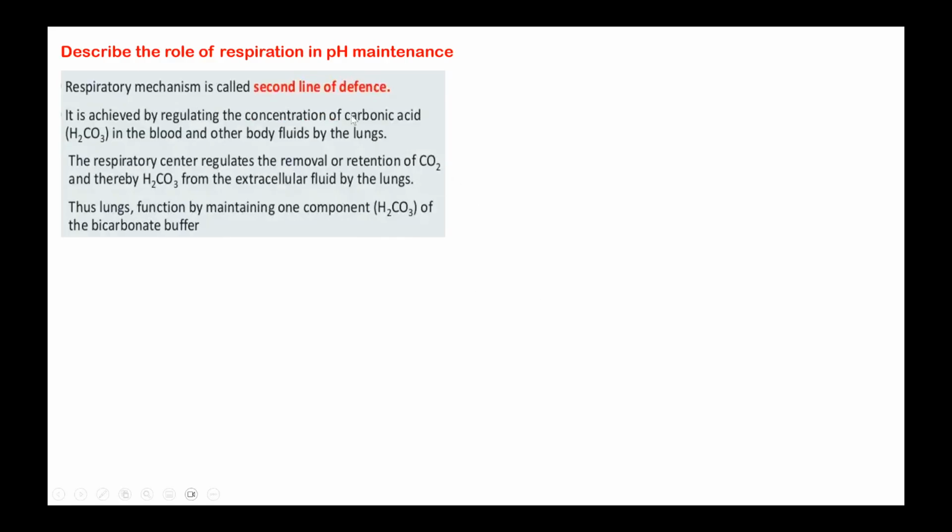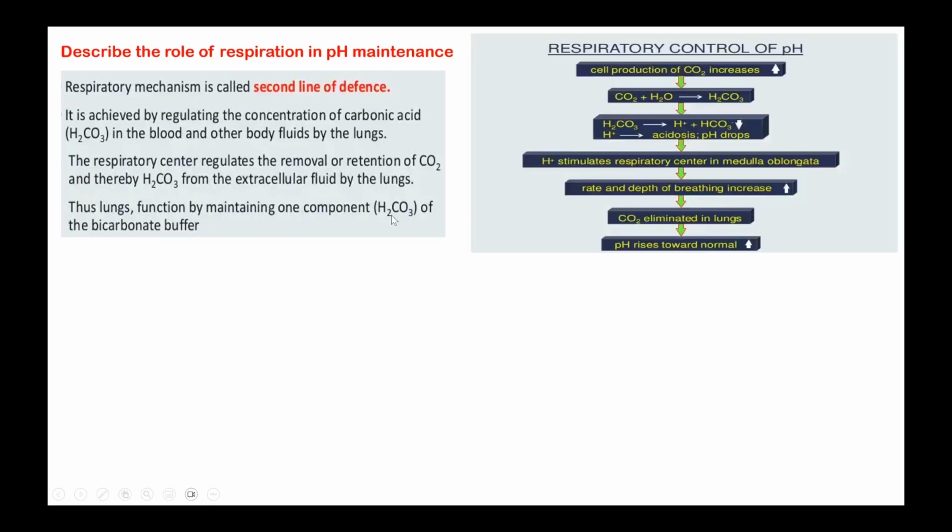And the respiratory mechanism is the second line of defense. It achieves regulation by controlling the concentration of carbonic acid in the blood and other body fluids. And the respiratory center regulates the removal or retention of carbon dioxide, and thereby the carbonic acid, from the extracellular fluid via the lungs. So thus the lungs function in maintaining the component of the carbonic acid, which is the bicarbonate.